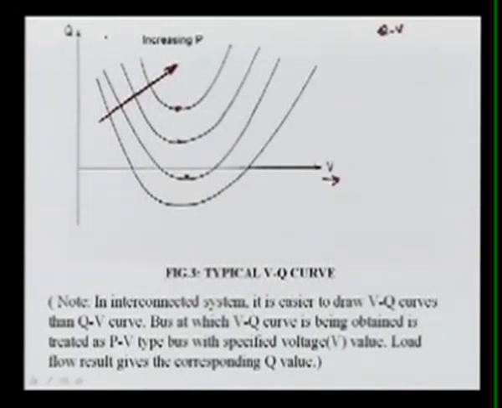If suppose your voltage here is a fixed value, then with the power increase, the Q increase will be more. In an interconnected system, it is easier to draw VQ curves than QV curves. The bus at which this VQ curve is being obtained is treated as a PV type bus, with a specified voltage value V. The load flow results give the corresponding Q value.